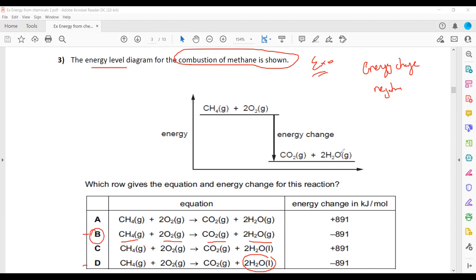Is it clear why B is the right answer? First thing we identify: because it is exothermic, it should be negative. And the states written in the diagram should be the same as in the equation. So in the diagram, all are gases for B, but in D, water is a liquid. That's why it is wrong.